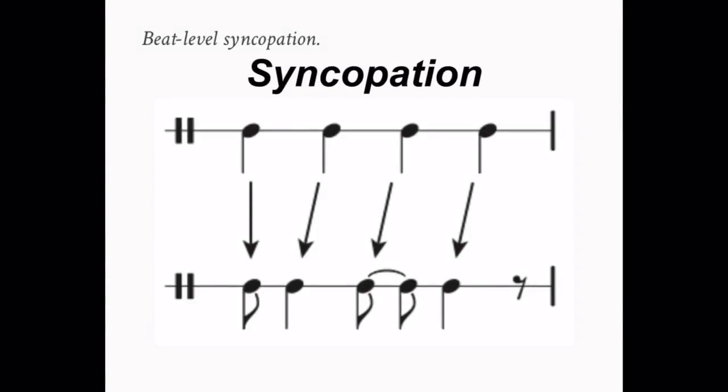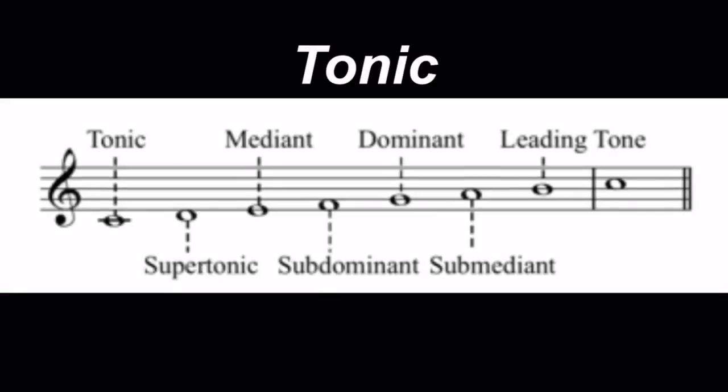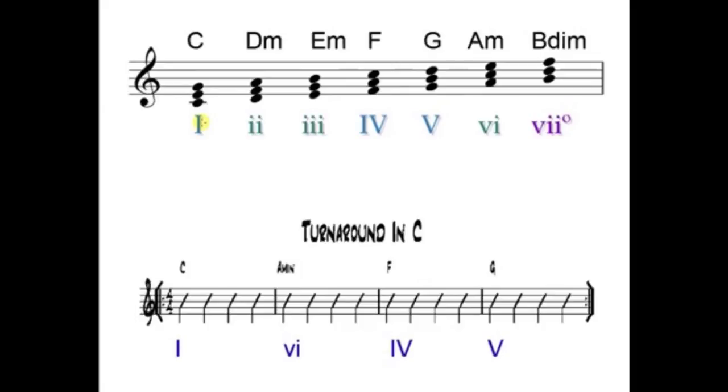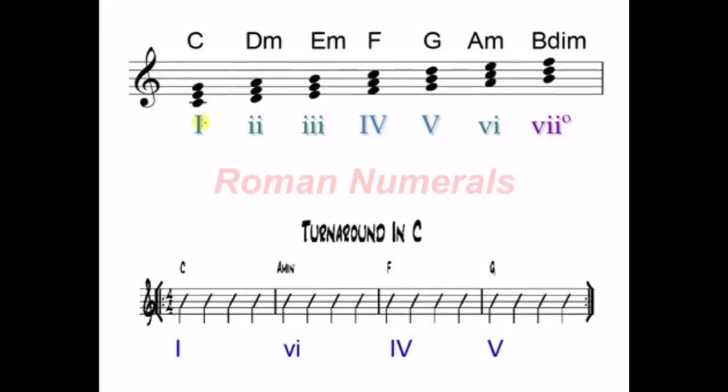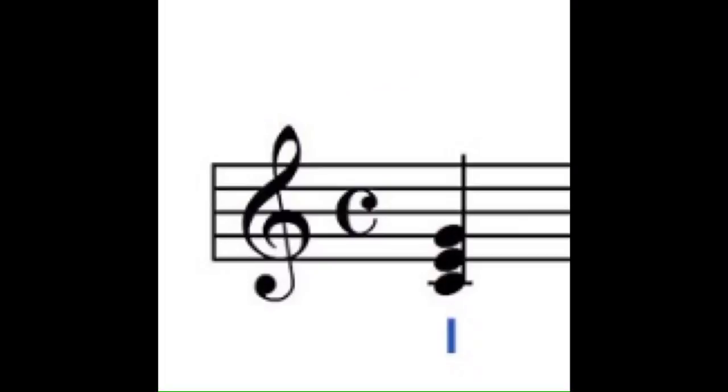Syncopation means to emphasize the offbeat. The tonic is the tonal center or the most important note of a song. Chords are built off the major scale. Each note in the scale is associated with a certain number. For instance, we take the major scale and play 1, 2, 3, 4, 5, 6, 7, and back to 1. Finally, the chord. A chord is 2 or more notes played at the same time.